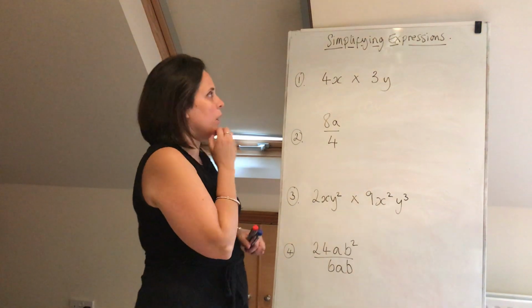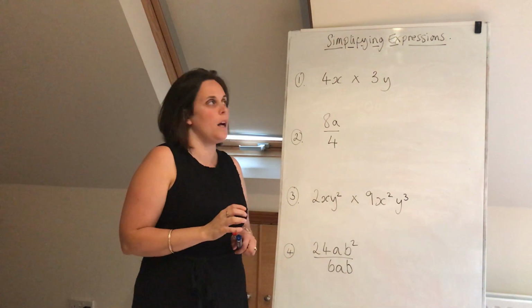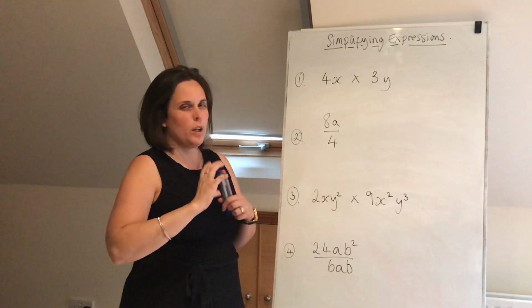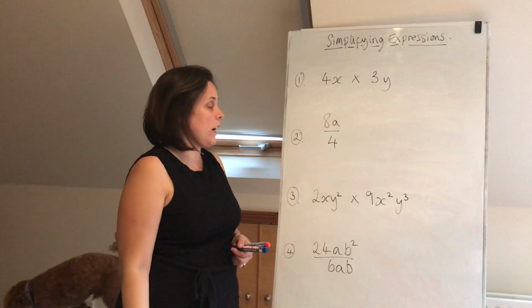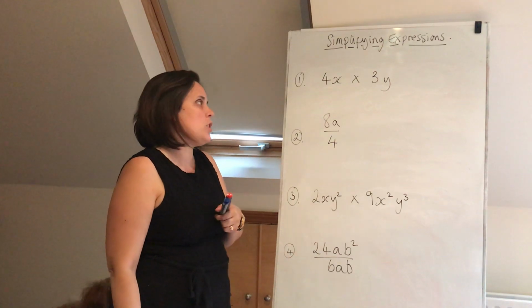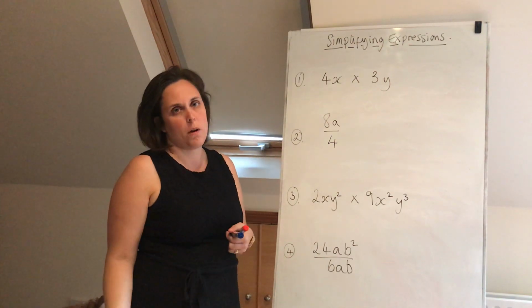So in this video I'm looking at some more simplifying expressions, but this time we're looking at multiplying and dividing. That's a bit different to when we add and subtract. So in the first question here we've got 4x multiplied by 3y.